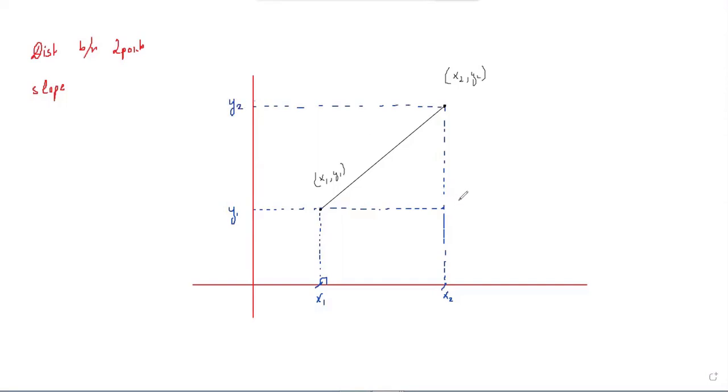Now see, what about this point? Can you name the coordinates for this point? What is the x coordinate of this point? x2, and the y coordinate is y1. Now, can I get this particular distance? Here, the y coordinate is the same, isn't it? Y1 over here, y1 over here. So what becomes the distance? Isn't the distance simply x2 minus x1, the difference between these two?